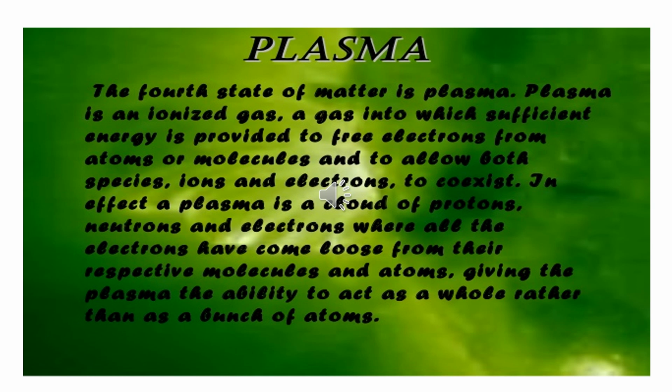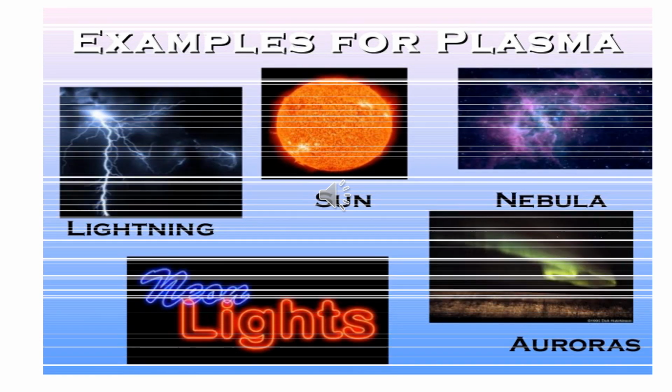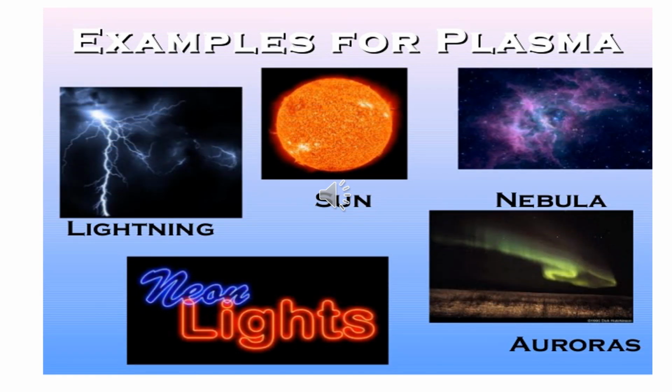Plasma can also be made on the earth by passing electricity through gases at very low pressure taken in a glass tube. The fluorescent tube and neon sign bulbs form plasma when they are switched on. These are some of the examples of plasma.